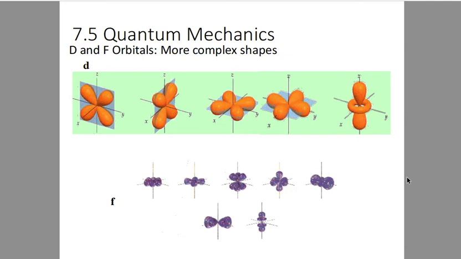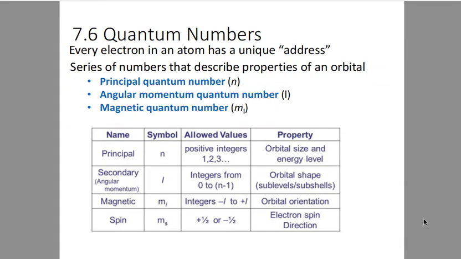D and F orbitals, we start getting some pretty crazy shapes. For the most part, D orbitals look like clovers, and then we have this little guy here. And then our F orbitals get even more fantastic looking. And again, this is all based off of those probabilities of where we're going to find those electrons.